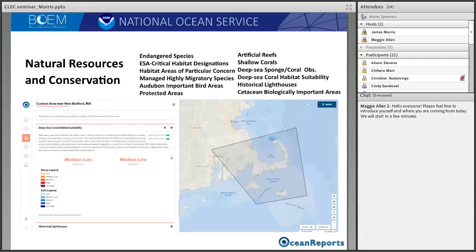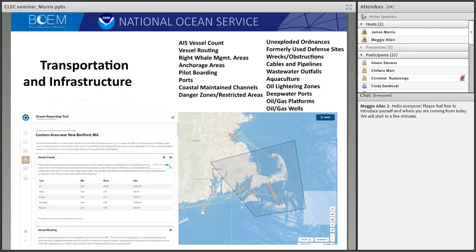For natural resources and conservation, we're going to give you analysis of endangered species and critical habitat designations. We're going to tell you if you're within a habitat area of particular concern. We're going to list for you the highly migratory species. We're going to tell you about the marine birds from the Audubon Society data source. We're going to show you where protected areas exist and whether or not there are any within that space that you've drawn. We're going to show you where artificial reefs are mapped, the corals, deep and shallow, and we're going to also look at those BIAs for whales.